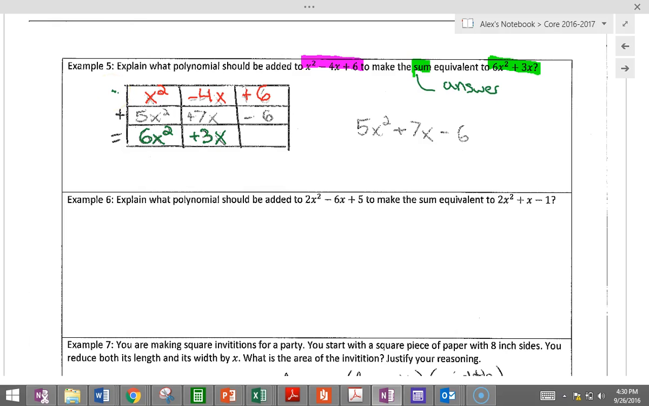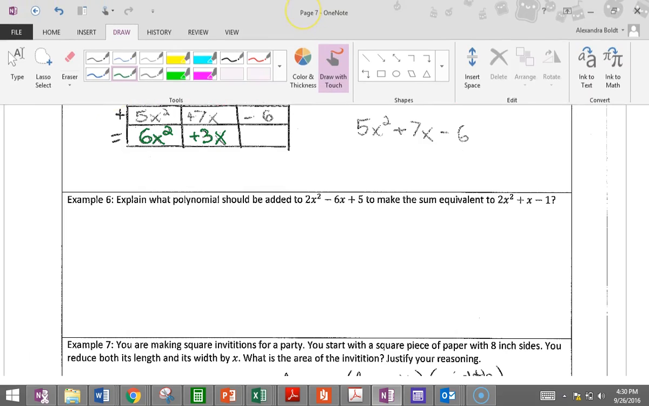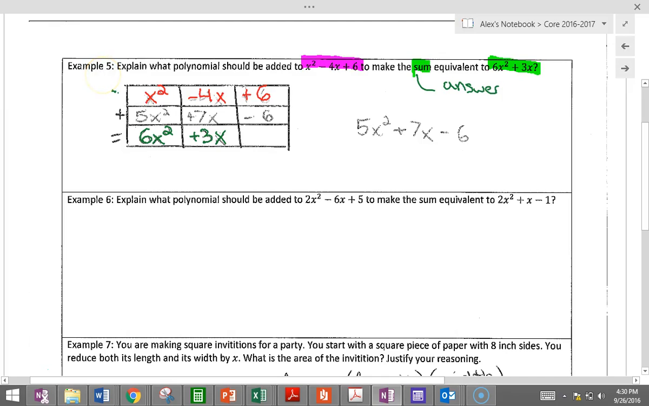Okay, so I want to know how to get from my first one to my last one. What should my second one be to make that jump? Okay, and sometimes they're a little bit easier to see than others. So x squared plus what is 6x squared, right? Well, if I'm going from 1 to 6, I'm going up 5x squared.